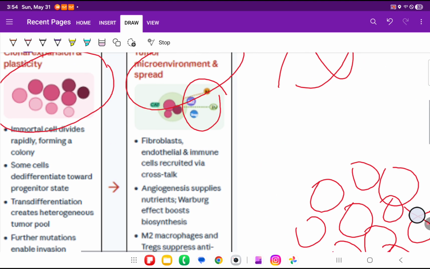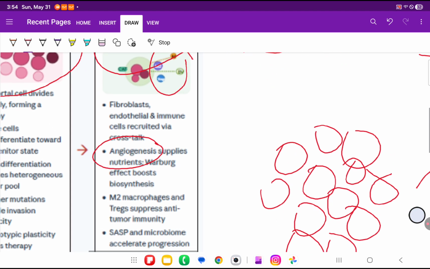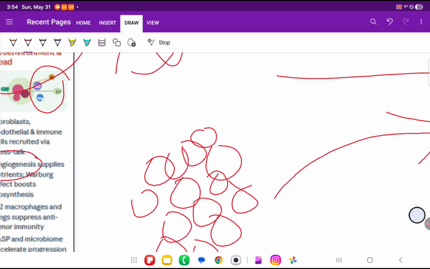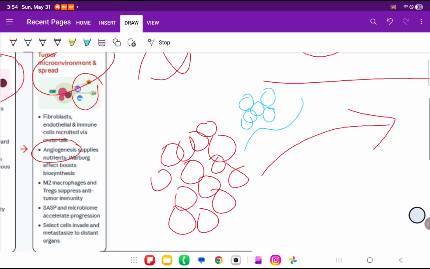Angiogenesis is also seen in cancer, in which we see that cancer cells keep on dividing and they get nutrients from other cells as well. They get the nutrients through blood vessels, and then they grow.